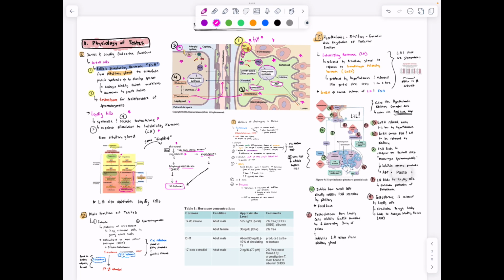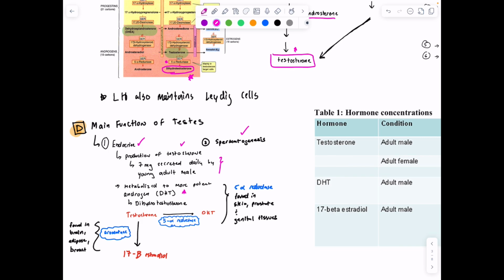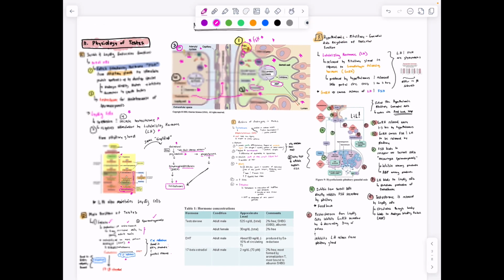All right, so moving on, we've already talked about this. The main function of the testes, endocrine, is the production of testosterone, and we have about 7 milligrams secreted daily by a young adult, and then spermatogenesis. Our testosterone is metabolized to make the more potent dihydrotestosterone, and it's done so by 5-alpha reductase, which is found in the skin, prostate, and genital tissues, and so that's pretty much that.